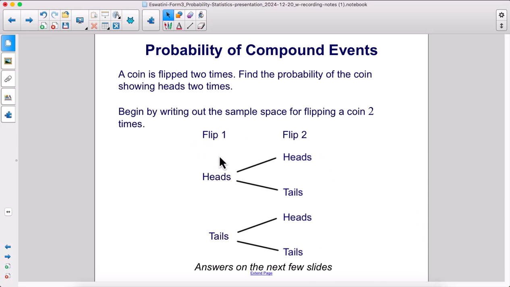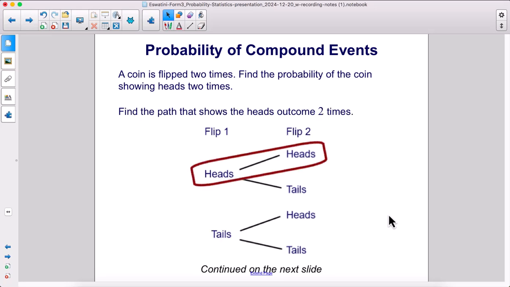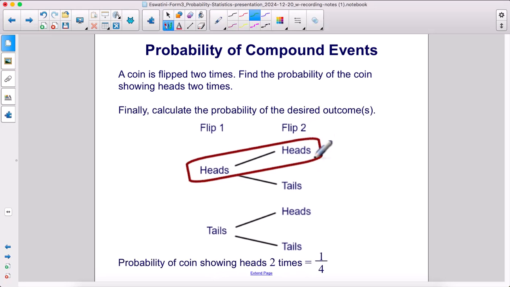So the first flip, we're going to get either heads or tails. And then the second flip, if we got heads the first time, we might get heads the second time, or we'll get tails the second time. If we flipped tails the first time, we might get heads the second time, or tails the second time. Find the path that shows the heads outcome 2 times. Here it is, the top path.